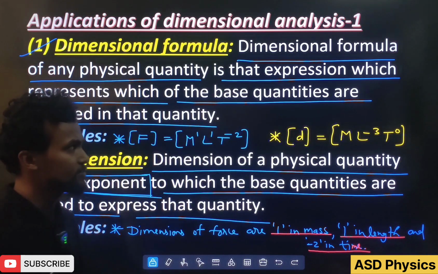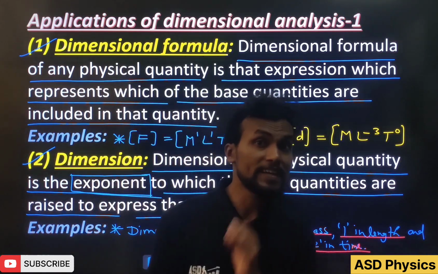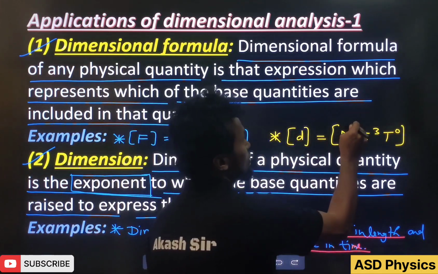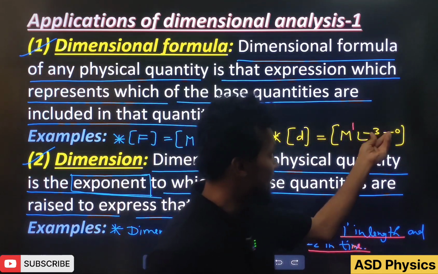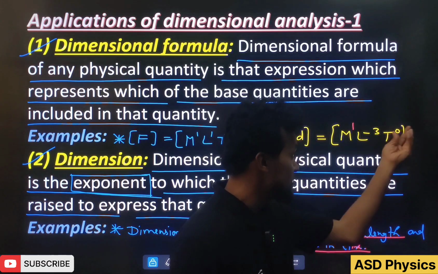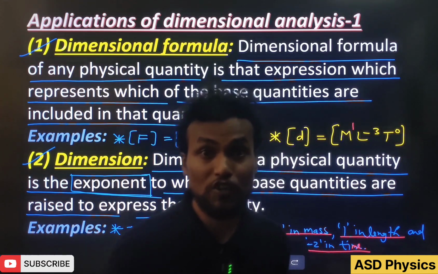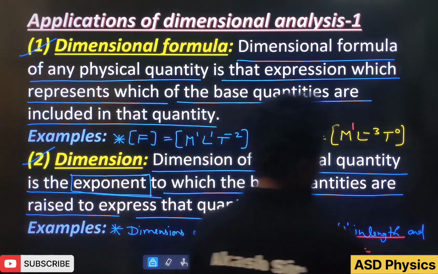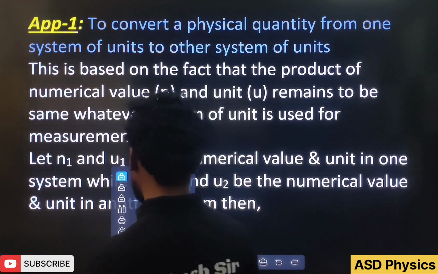Similarly students, for density, what can we tell? The dimensions of density are 1 in mass, minus 3 in length, and 0 in time. I hope you have understood this very well. We have seen what the dimensional formula is, and we have learned what the dimension is. Now students, we are ready to learn the applications.